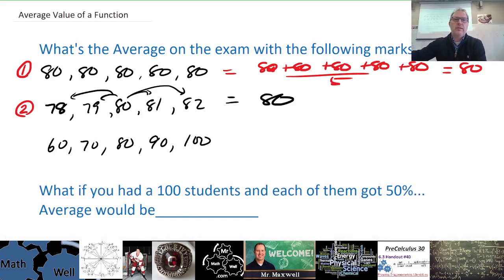Okay, what about test number 3? Okay, so I've gone down 20, but I've gone up 20 with this other mark. I've gone down 10, but I've gone up 10. So you add them all up, you divide, you still get 80 for an average.